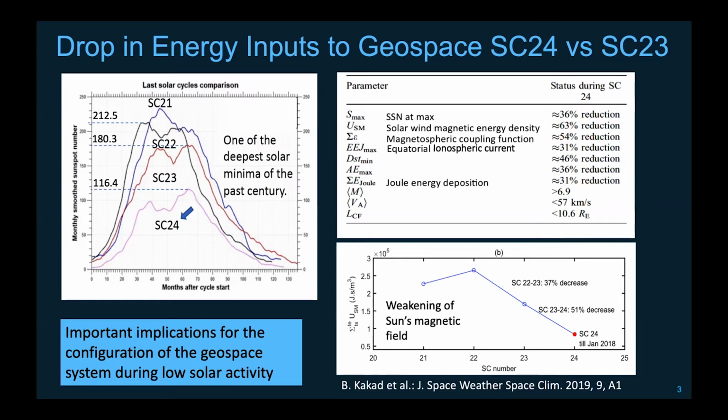The lowest Mach number is 6.8. The Mach number is greater than 6.9. The Alfvén speed went down. The distance to the Chapman-Ferraro magnetopause is 10.6 RE. And you can see in the bottom plot there, this is the energy integrated over each of the solar cycles. And you can see that it's dropping significantly as we move through these last 3 solar cycles. Next slide.